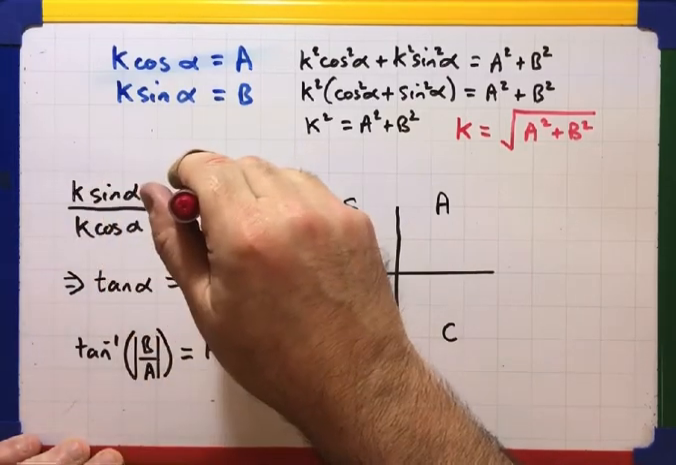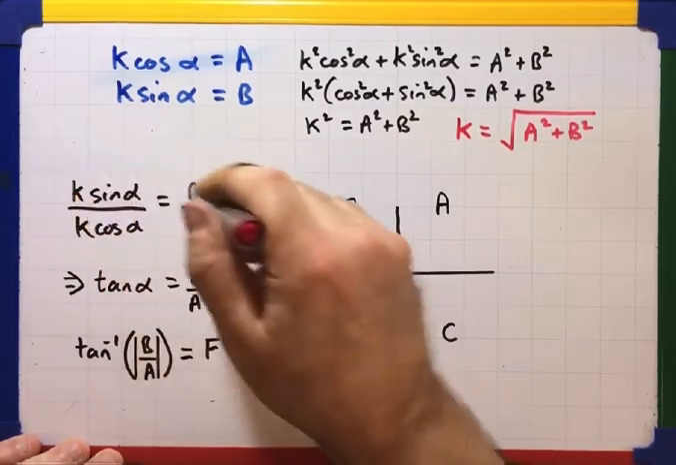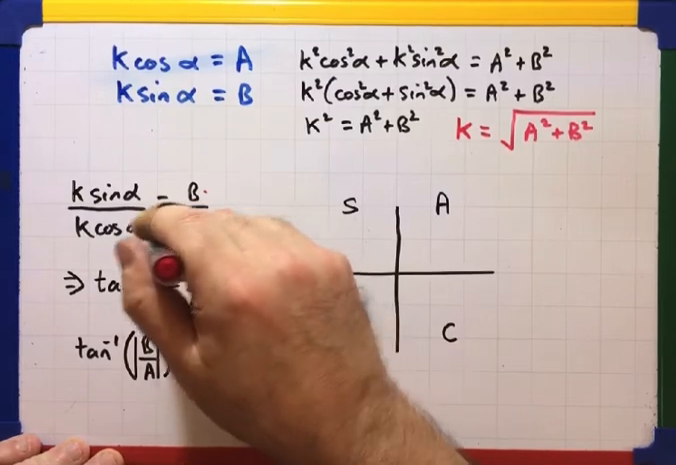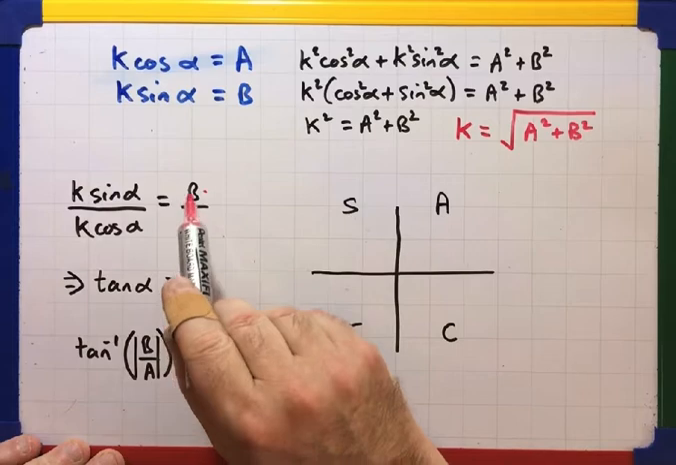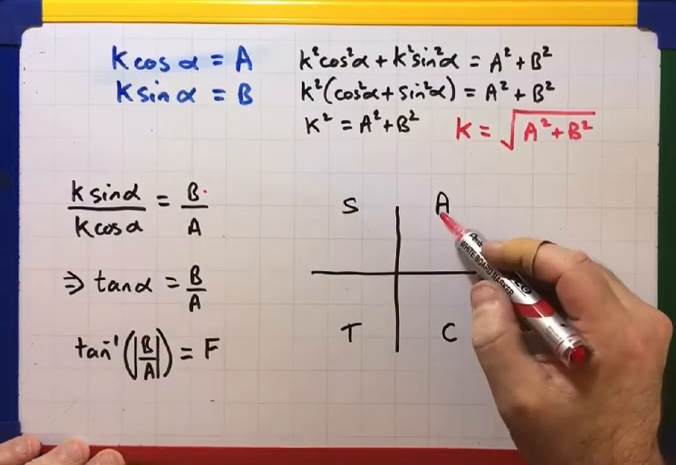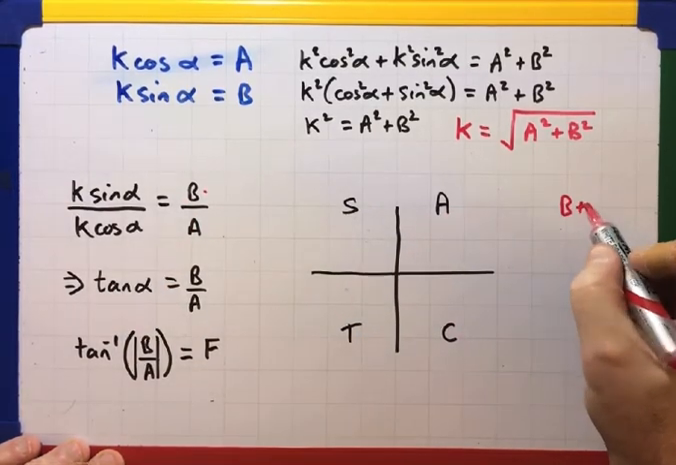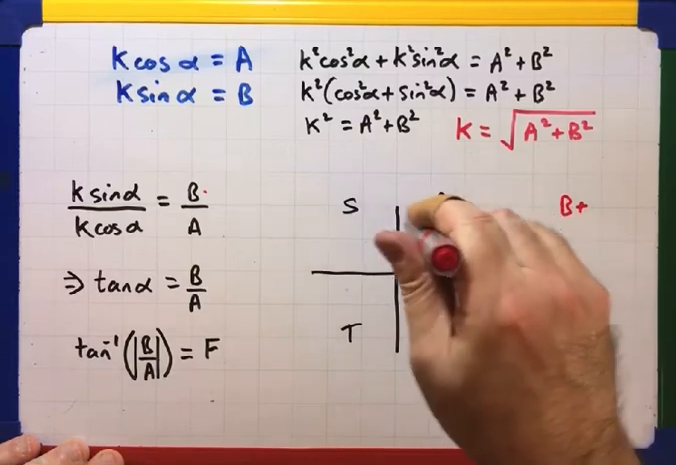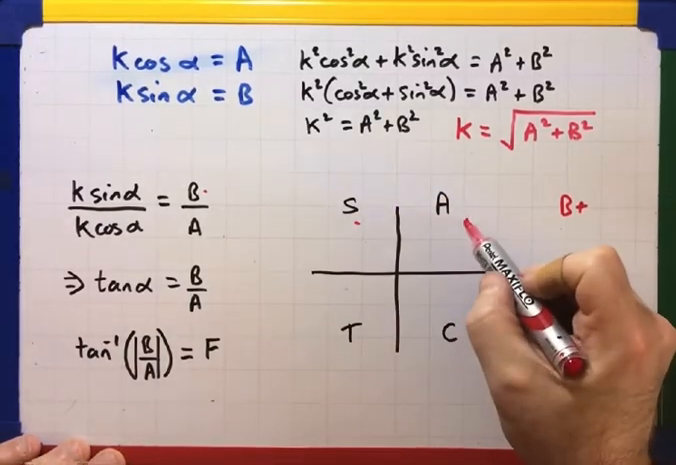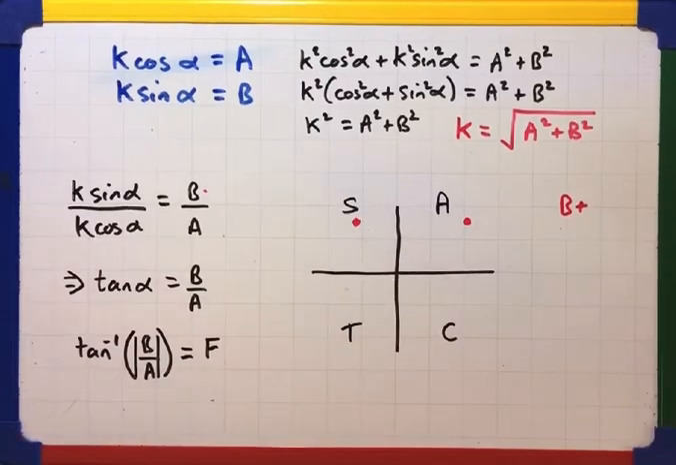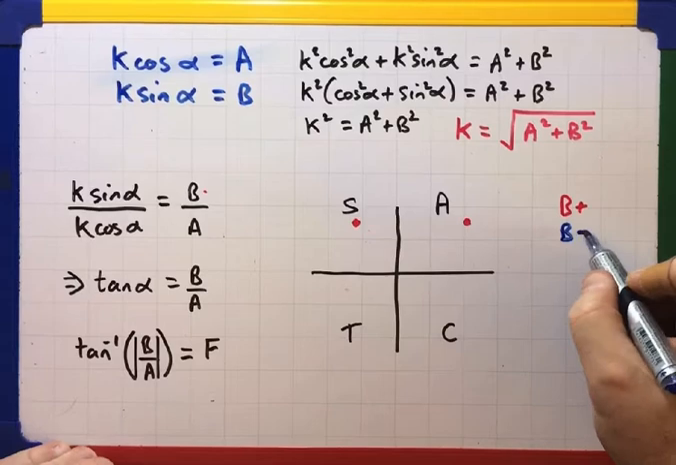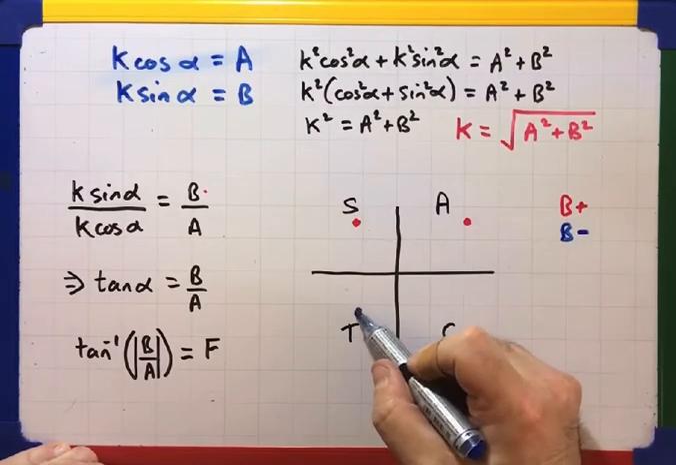This bit, B, is the sine. A is the cosine. Now, if B is positive, B positive would have to be either that one or that one, wouldn't it? It'd have to be there or there. Similarly, if B was negative, it would have to be there or there, wouldn't it?